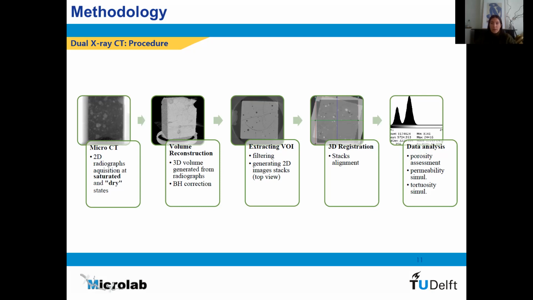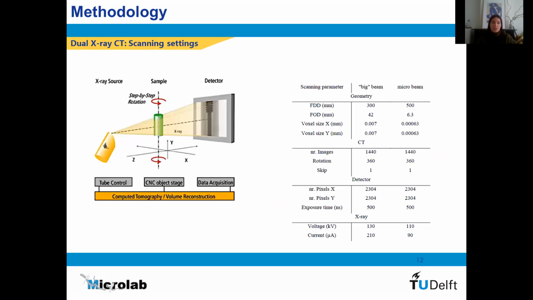After we have the volumes and we have the different slices for the two states, dry and saturated, we perform a 3D registration. This is kind of a volume image correlation method in which we align the stacks. So for each point in the material, we have a perfect correspondence of the two scans. And then with these two sets per sample, we perform data analysis, namely the porosity assessment, where we have a distribution in 3D, and we can simulate permeability and tortuosity on the obtained pore structures.